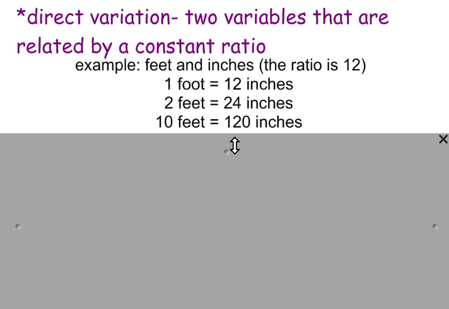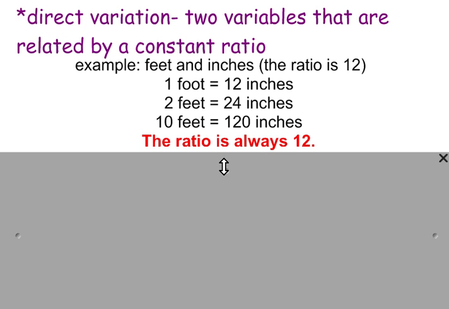So here's an example. Feet and inches are an example of direct variation. The ratio between them is 12. If I have 1 foot, that's a total of 12 inches. If I have 2 feet, that's a total of 24 inches. And this pattern continues forever. Just one more example, 10 feet would be 120 inches. I know exactly how many inches I have if I know how many feet I have because the ratio between them is 12.